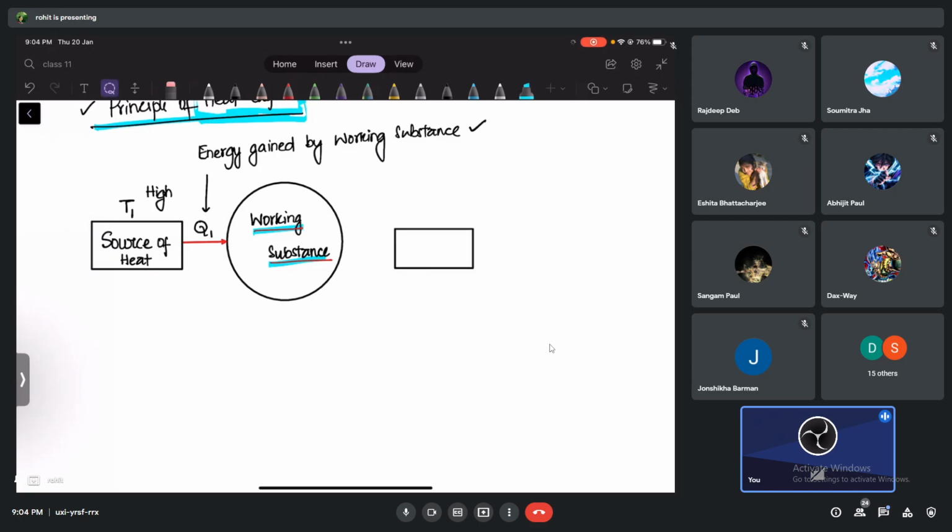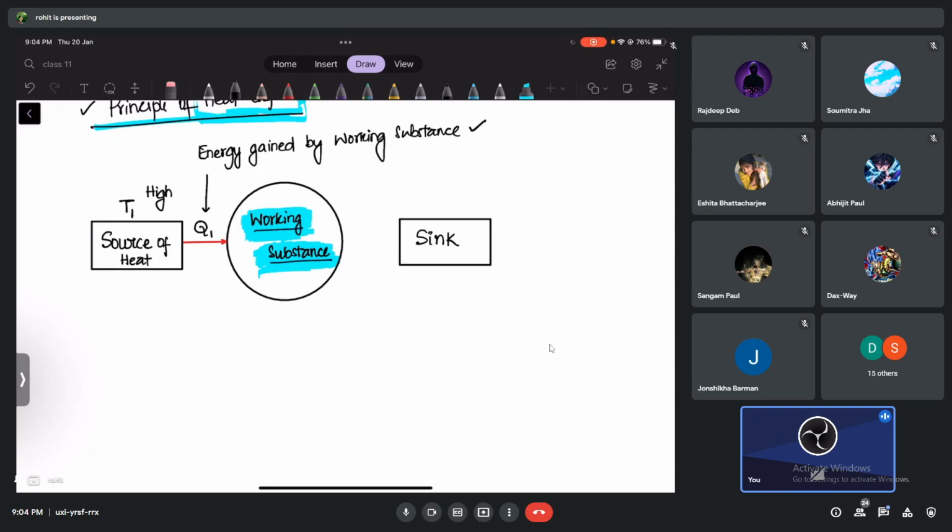The working substance is going to have a surrounding or not? The surrounding of any working substance, we are going to call it what? Sink. Can you imagine a working substance without any surrounding? It's not possible. If you take a working substance, you cannot isolate it and expect to do work. You will always get the working substance, and along with it will come its surroundings. That is called sink.